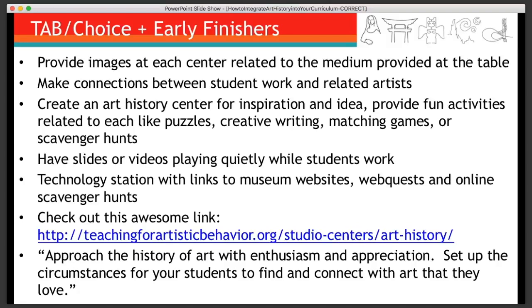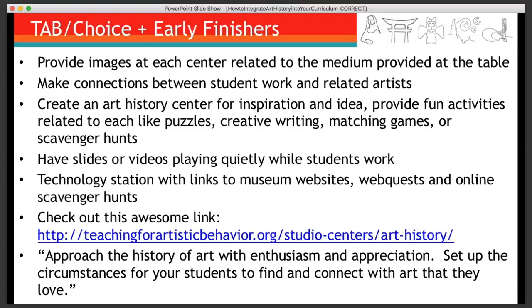Provide images related to whatever medium they're doing, and make connections between student work and related artists. They're making something and you say, you know what? This looks really similar to what Jasper Johns did. Look at his art and make that connection, with an artist who is working similarly to them. Create an art history center with games, puzzles, scavenger hunts. You could hang up a bunch of stuff in your room, make a scavenger hunt, and they have to walk around and find stuff, and that's something they can slowly work on.